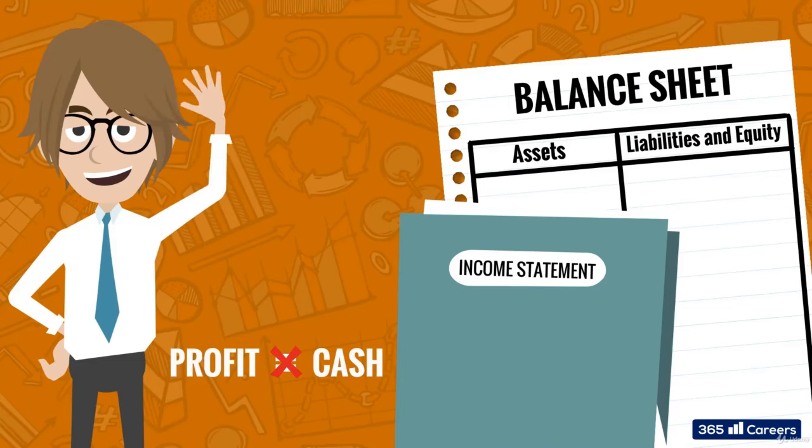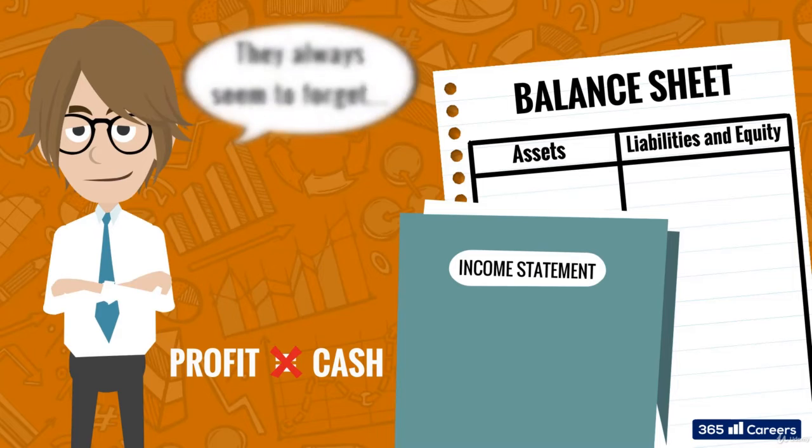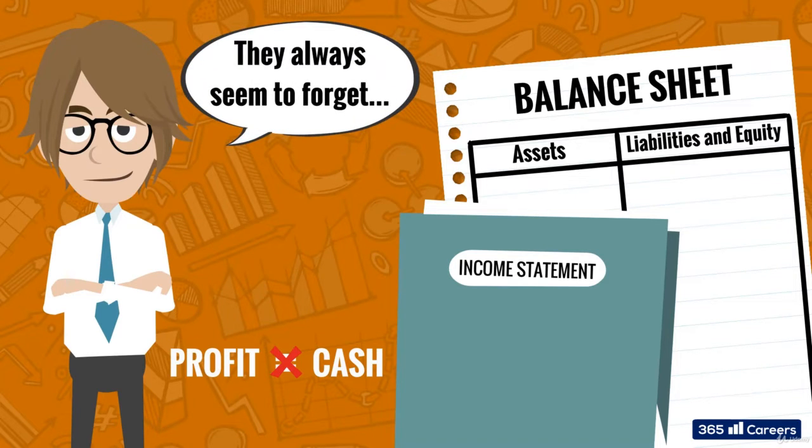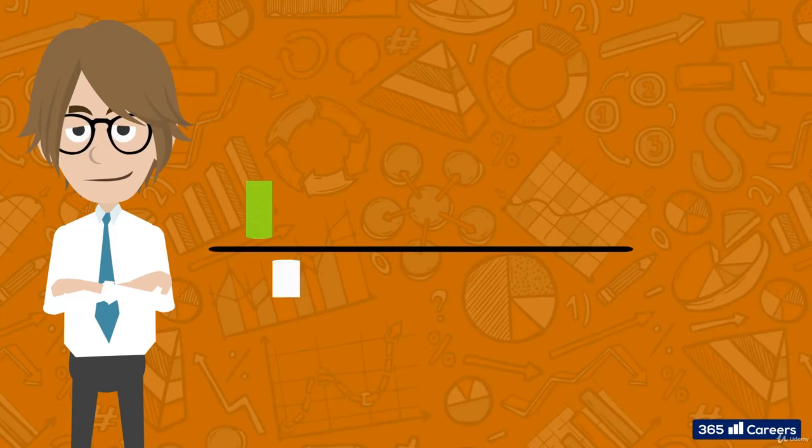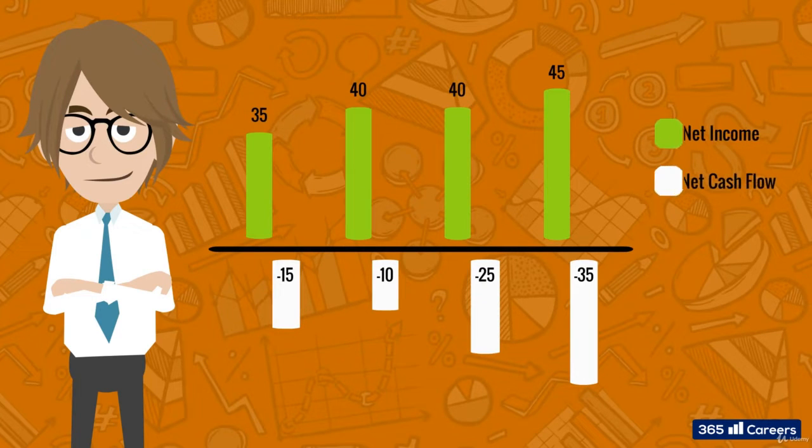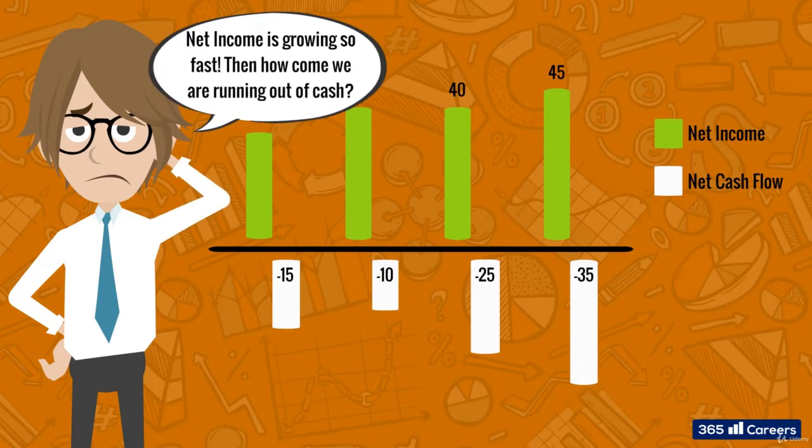So far, we've learned about the main income statement and balance sheet items. We also learned that profit is not always equal to cash. Unfortunately, many businesses forget this fact. They struggle to understand the difference between the two concepts, and in so doing, expose themselves to huge risks. The income statement shows that these companies are profitable, sometimes very profitable. But they can still run out of cash.